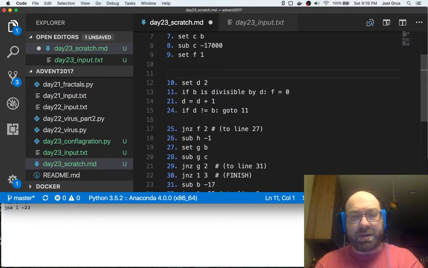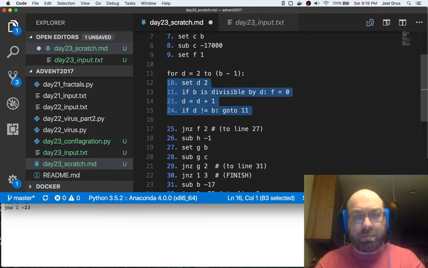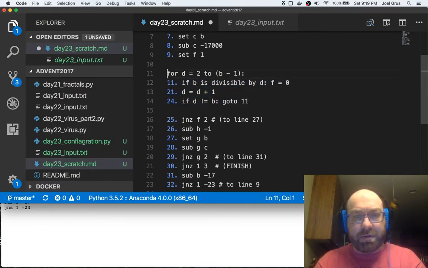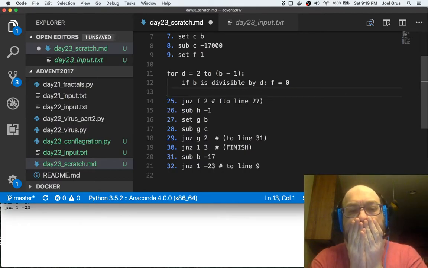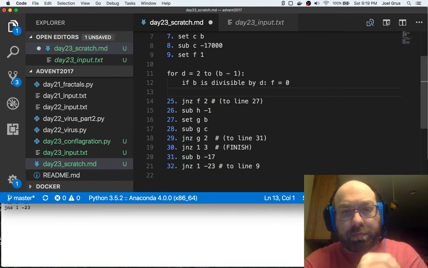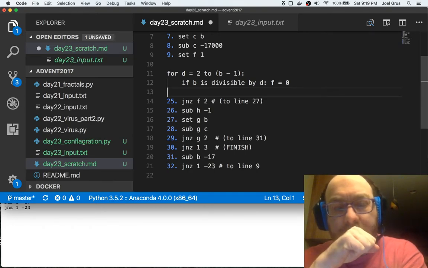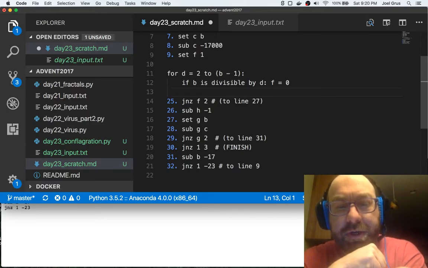So again, this is actually a for loop, right? For D equals 2 to B minus 1, and then we can get rid of this. If B is divisible by D, F equals 0. And that's it. Okay? So we're basically saying F is 1, and then if there's some number D which divides B, set F equals 0.